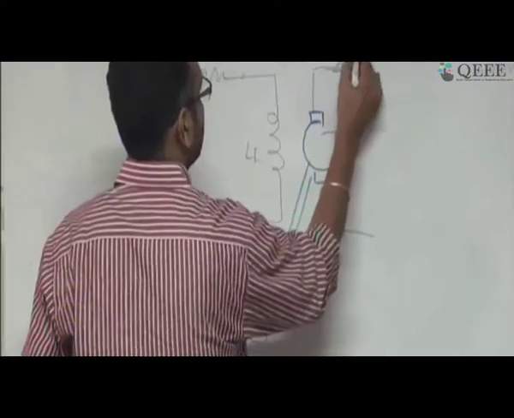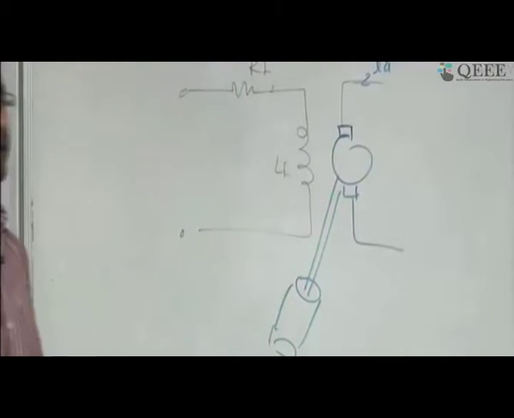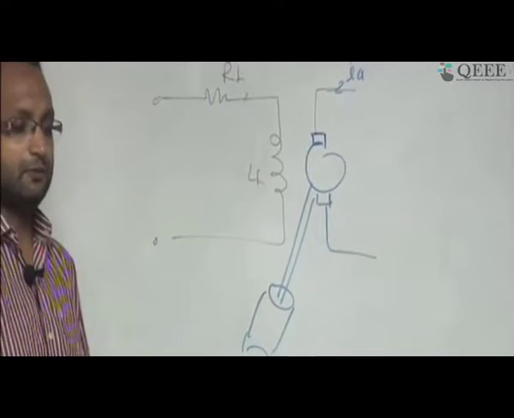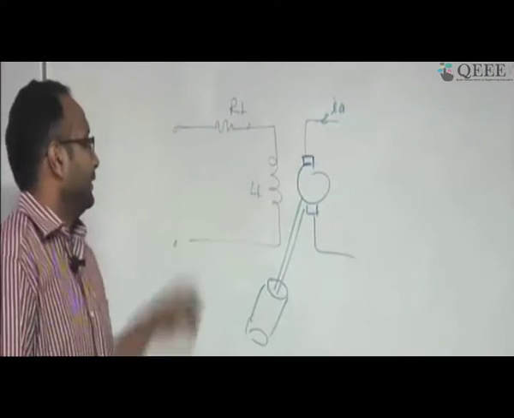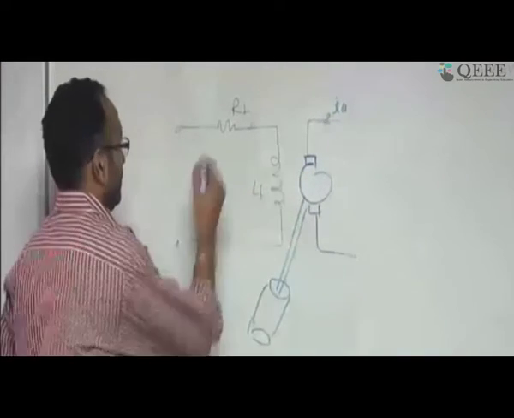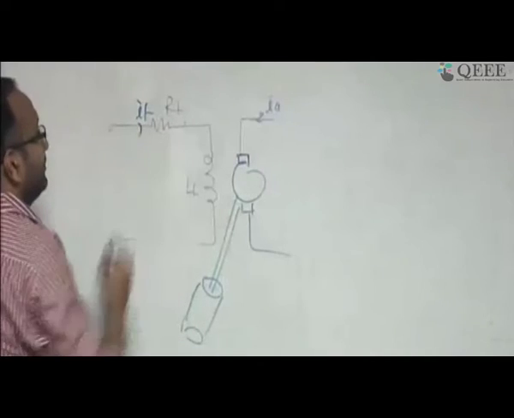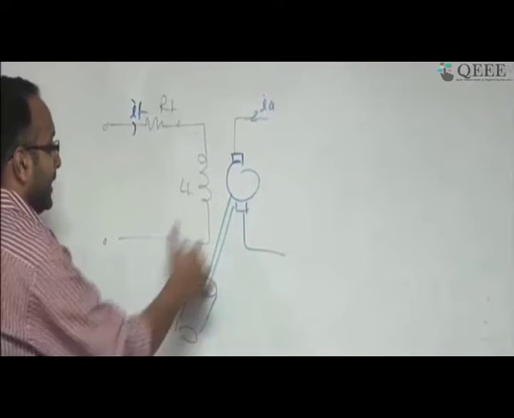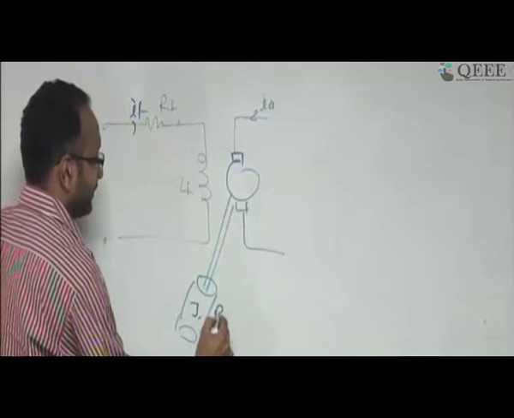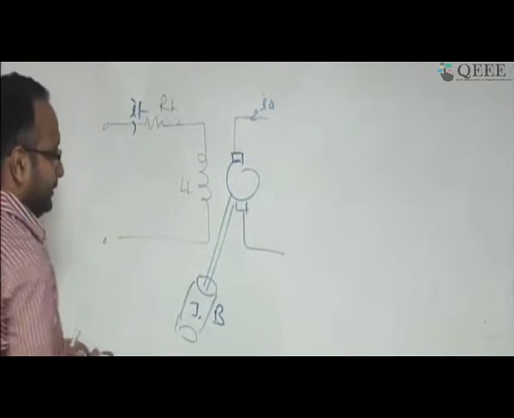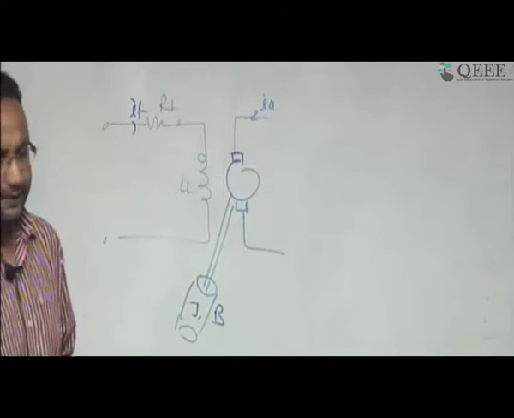Fine, and this is a typical block diagram of your field control motor. This is the motor, and you are controlling only the field current, and you are keeping your armature current constant. You are connecting a load to the motor. The load is defined by moment of inertia J and B, correct? This is a typical thing which you have come across.